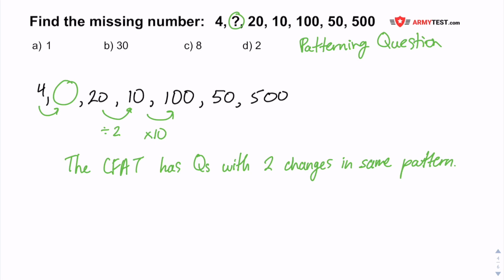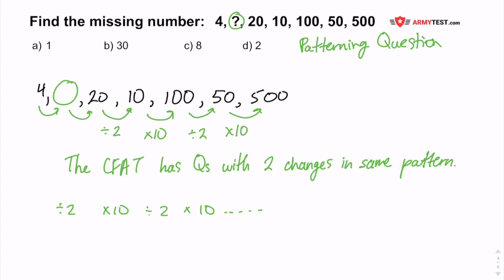But let's just keep trying to figure out these last few links. So how do you get from 100 to 50? Well, again, you can just divide by 2. And how do you get from 50 to 500? Well, you can multiply by 10. So you can see here that we have a pattern that is dividing by 2, then multiplying by 10, then dividing by 2, then multiplying by 10, and so on.